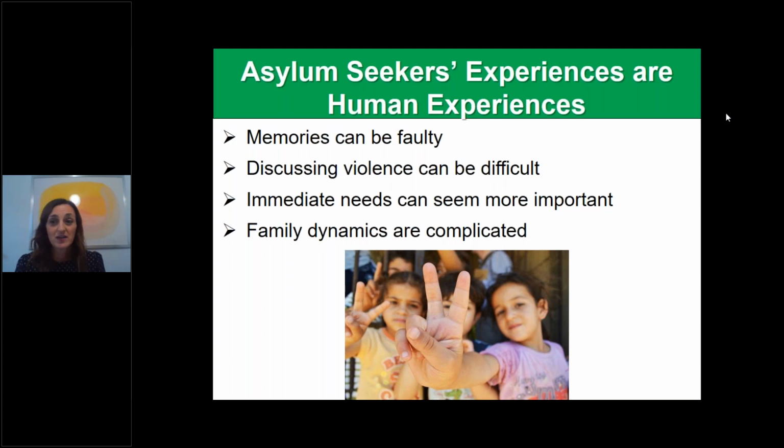Also, when you're starting to work with an asylum seeker, it's going to be really difficult for them to talk about what happened to them, what they went through in their home country. So knowing that those discussions and getting them to open up to you and feel free talking with you is going to be a difficult thing. That's going to take some time and some relationship building.